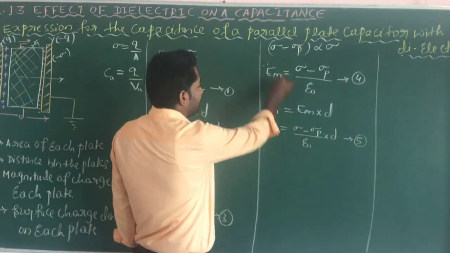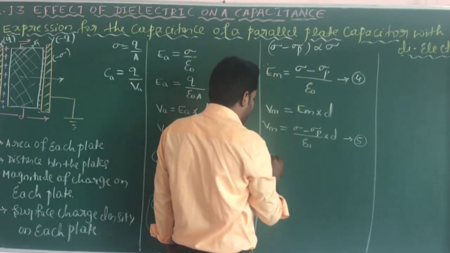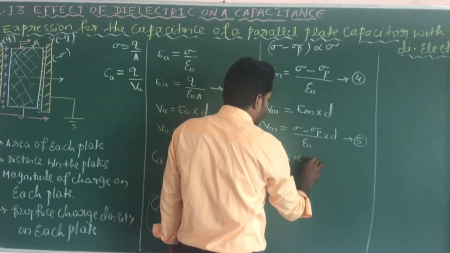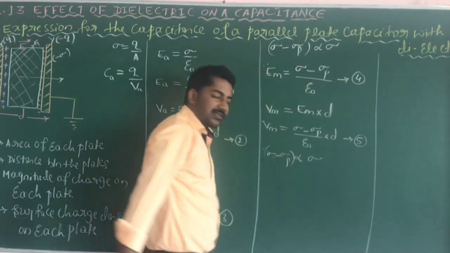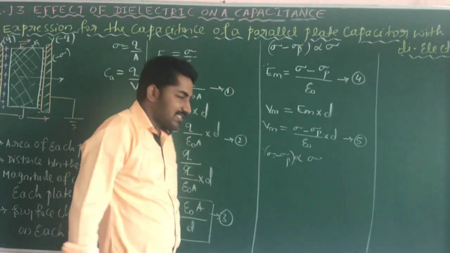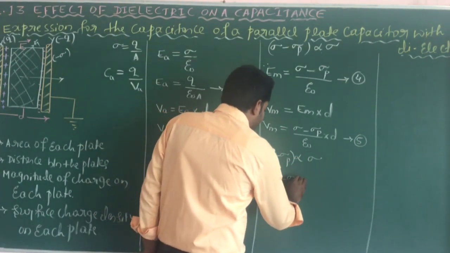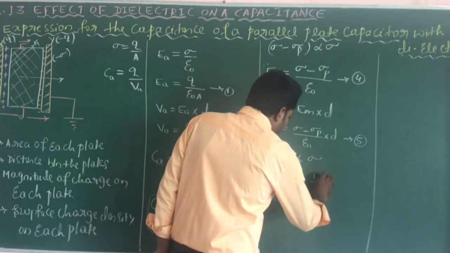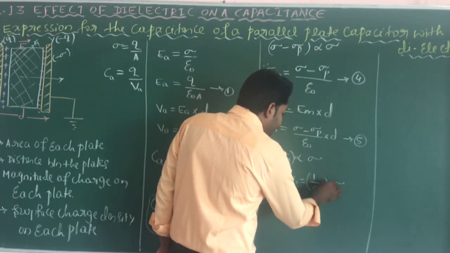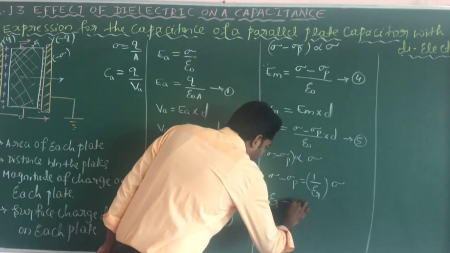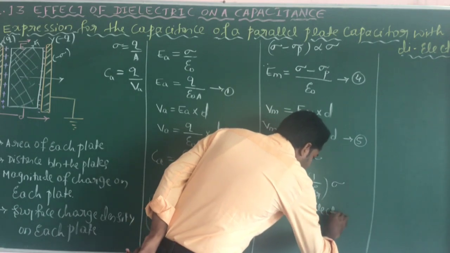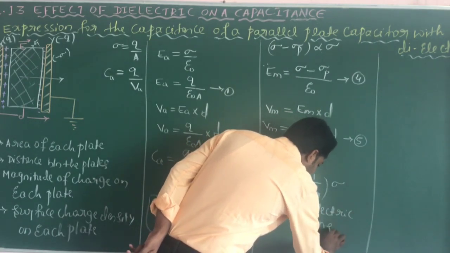But here sigma minus sigma p is directly proportional to sigma. The net surface charge density is directly proportional to the initial surface charge density. We can write this equation: sigma minus sigma p is equal to 1 divided by epsilon r into sigma. Here epsilon r is taken as the dielectric constant.